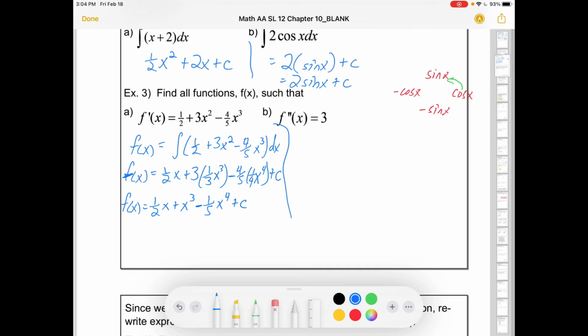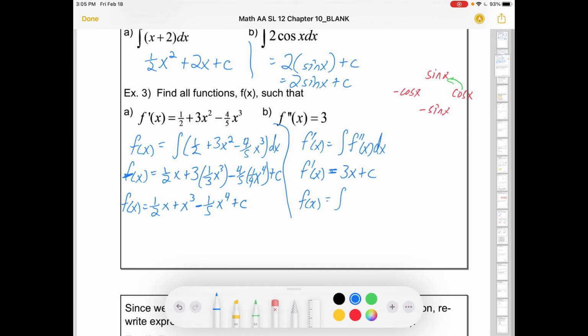Let's take another one. We could bump this up a level. So we've got the second derivative. The first derivative is just going to be the indefinite integral of the second derivative. So you can think of the only difference between an indefinite integral and an antiderivative as having a plus c. This is going to turn into 3x plus c. Great. We want to bump it up again.